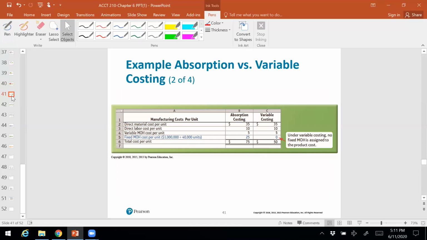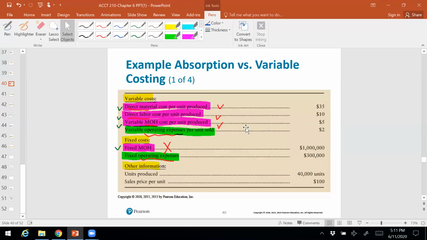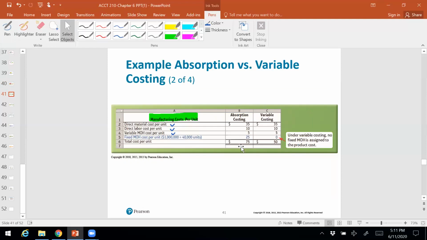For absorption costing, the manufacturing cost per unit, the product cost, will be direct material, then direct labor, variable manufacturing overhead, and then fixed manufacturing overhead per unit. We said the total is 1 million. We produced 40,000 units, so we allocated 25 for each one. So for absorption costing, it absorbs all these parts, and totally we got $75 per unit.